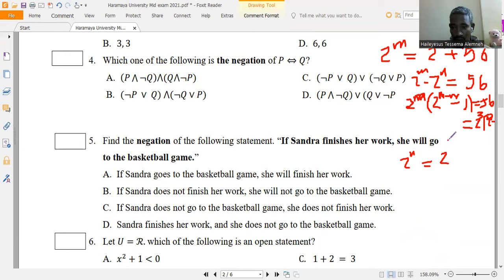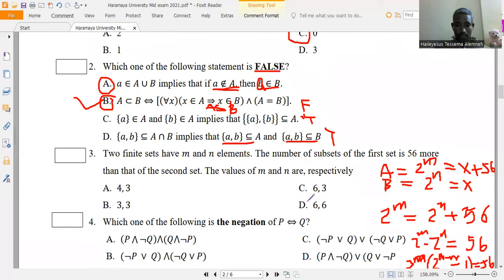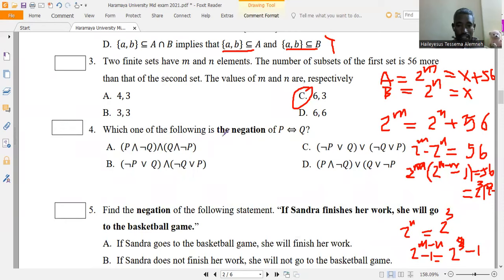And 2 to the power of m minus n minus 1 is equal to 2 to the power of 3 minus 1. So we get n equal to 3. And m minus n is 3, so 2 to the power of 3 minus 1 is 7. Since n is already 3, m becomes 6. So the choice among the options is 6 and 3.